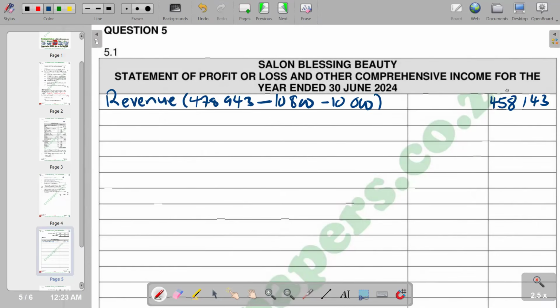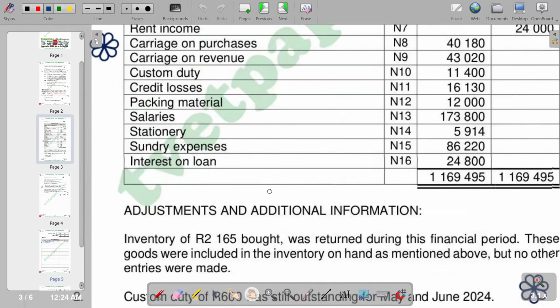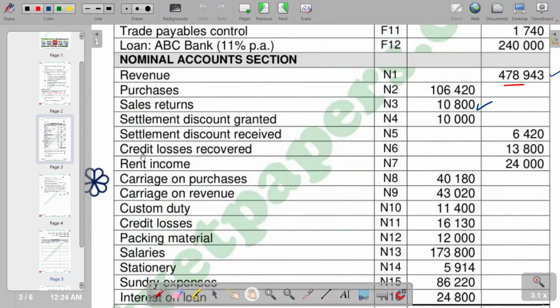So this is what we have. Then from revenue, we are supposed to move on to our cost of sales. So we are saying less cost of sales. So for cost of sales, we again try to see if we have got a figure for cost of sales that we are given in the question. We try to see if you go there, you'll see that we do not have a calculated figure according to our nominal account section of cost of sales.